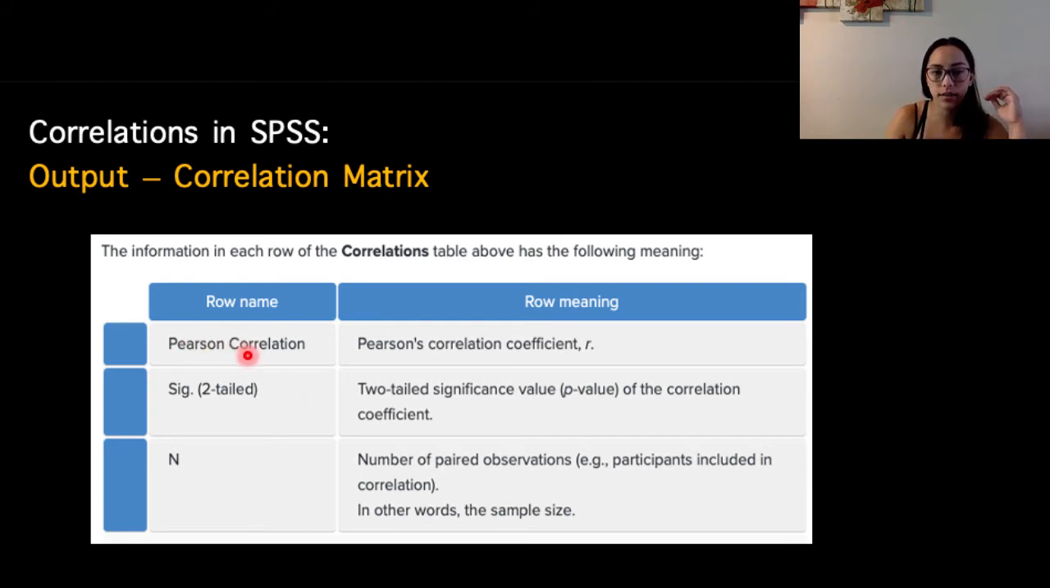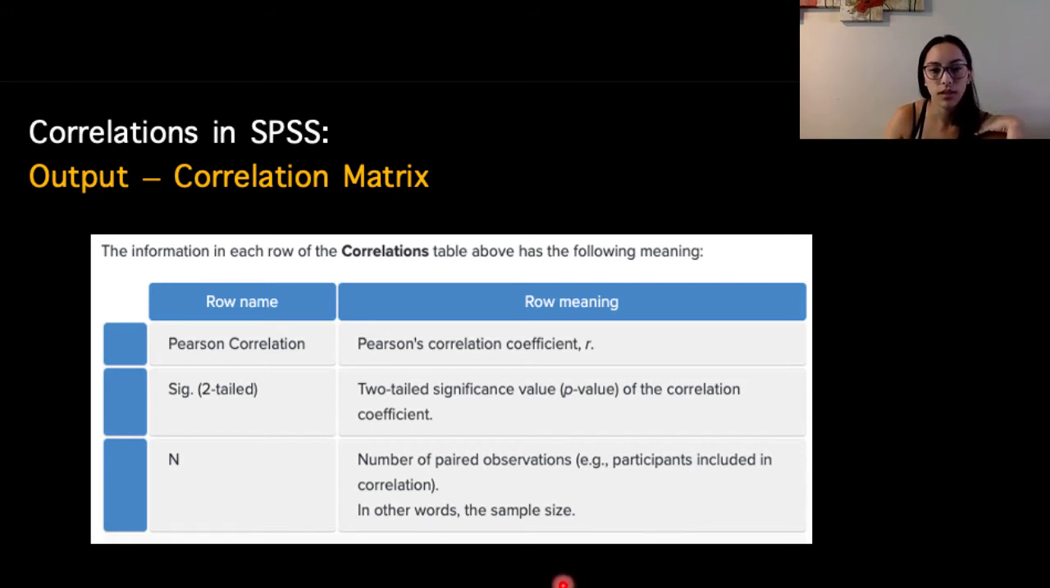You'll get a Pearson correlation coefficient, which is just the value of R. Okay, the sig column, recall, is where our p-value is located. So this will tell us if we have a significant R value or not, or a significant relationship or not. And then n is going to be the number of paired observations that we included, so sample size.